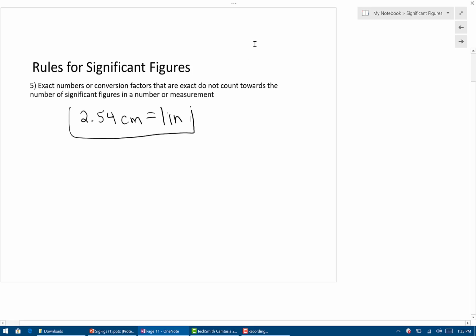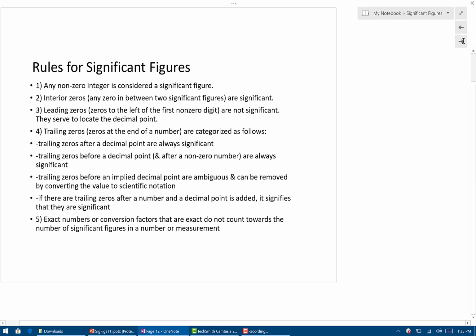Okay, so just an overview. Here's all the rules we just talked about. Let's practice identifying some significant figures in some numbers.